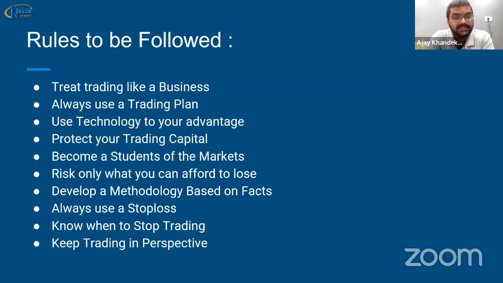Develop a methodology based on facts. Always check the facts. Don't just randomly buy by seeing a post on Instagram, or because a friend says, "Tata Power is going up, buy it now." It's not like that. You should study the data which is provided on the sites.